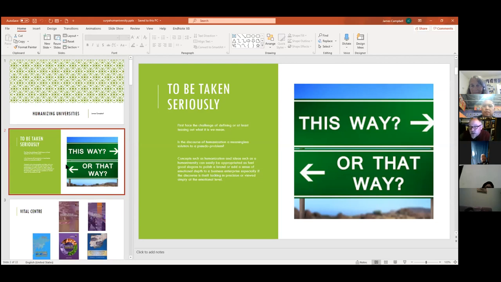So concepts such as humanization and ideas such as a humaniversity, for example, or, as I said before, even concepts of the common good. I start here because I'm going to end here. One of the big challenges we have is, A, for people to take us seriously, but B, another one is the challenge that much of this kind of language can get used by the contemporary corporate world, the contemporary institutions of power, and simply put on our university documents or on our advertising, on our marketing, can be used simply as a way of rebranding.